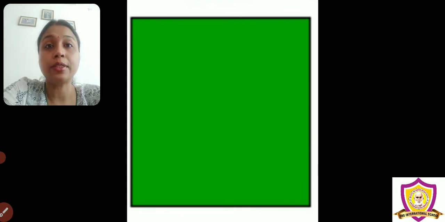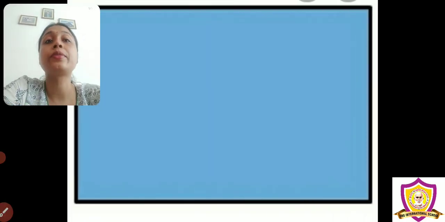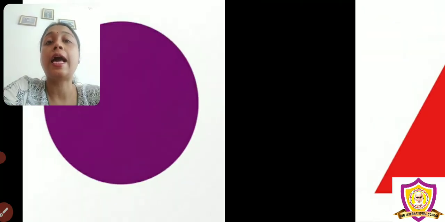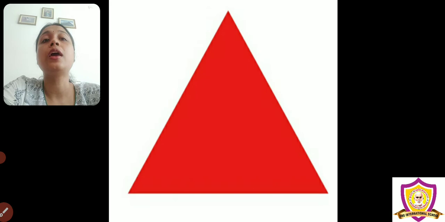Today we will talk about 4 shapes that we have learned in junior KG. They are square, rectangle, triangle and circle. Now come to the shape square. Now you know how many sides a square does have. Square has 4 sides. How many sides?